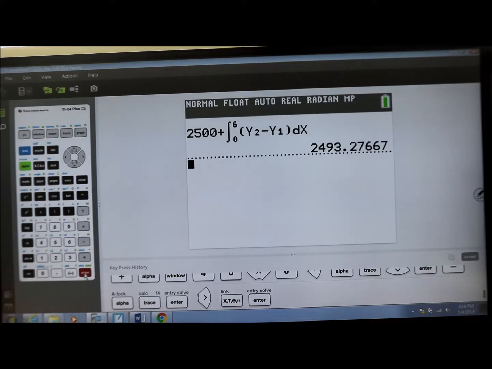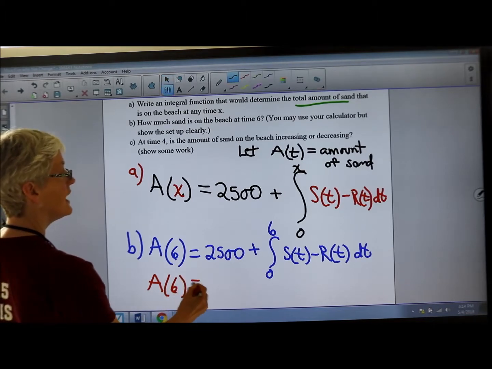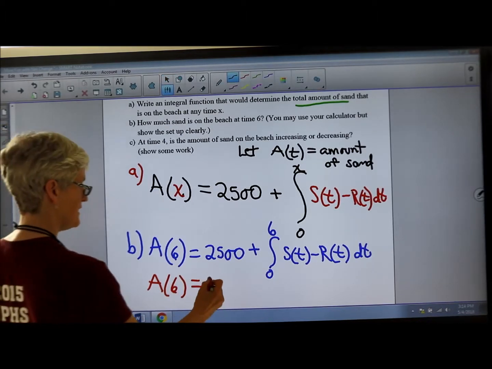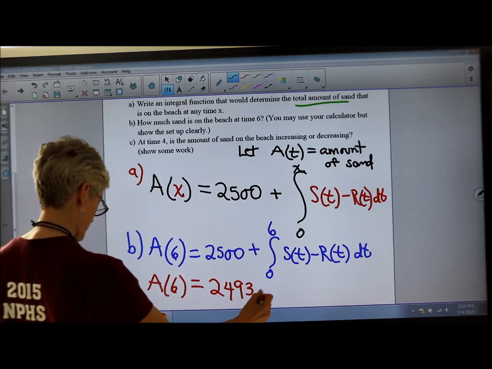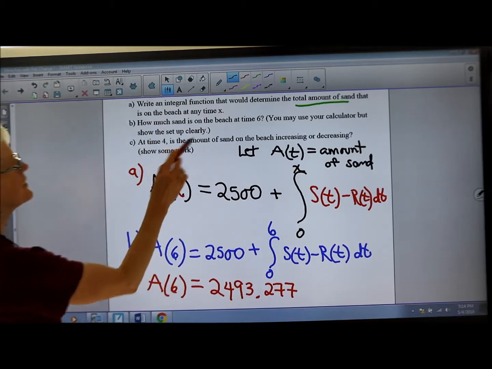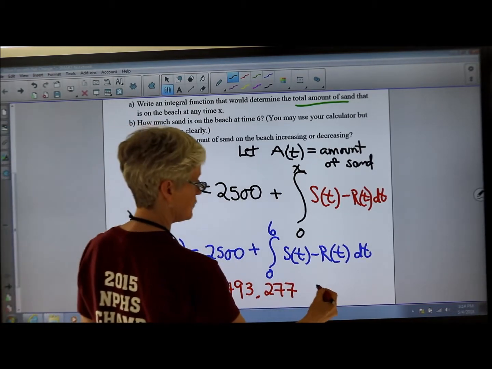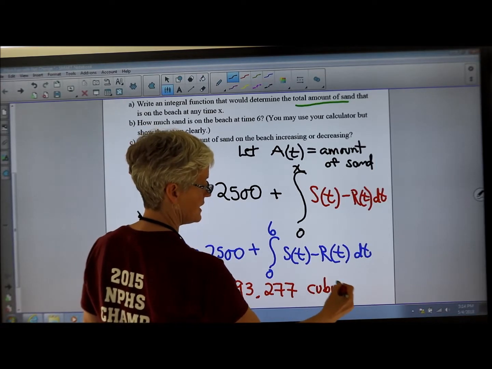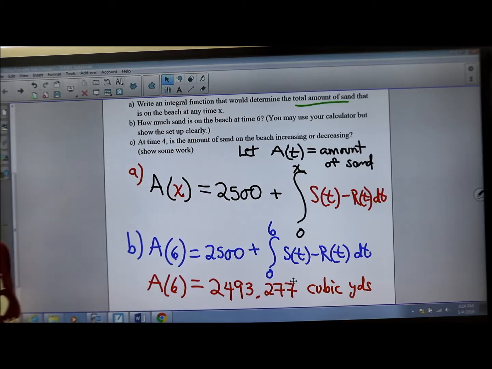And we have 2,493.27667 cubic yards of sand, and let's always leave 3 digits: 2,493.277. Did they ask for units? They didn't, so I don't have to put it, but if they did, we would say cubic yards. And you physics people, it's always good to leave units.